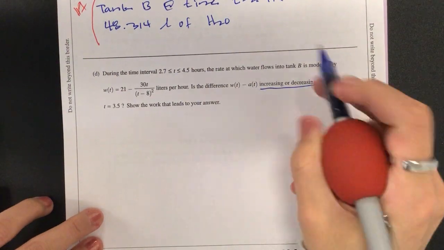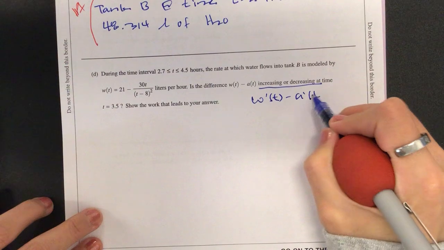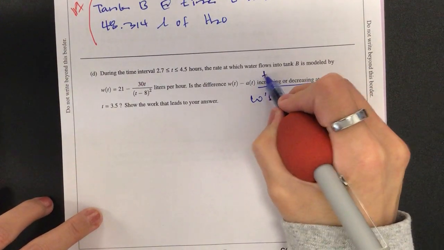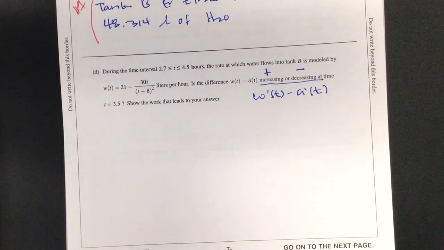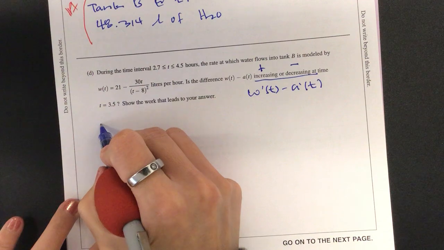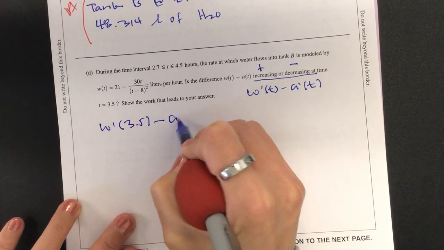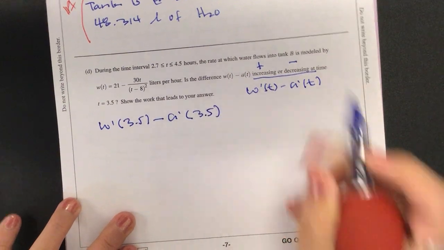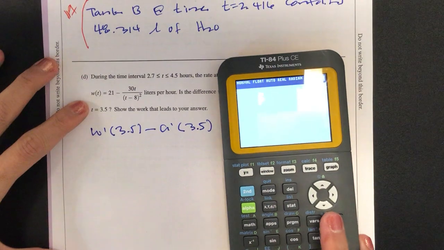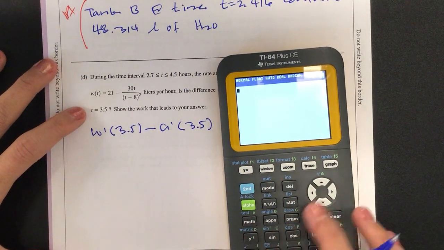So I'm really looking at when W prime of t minus A prime of t, is it positive or negative? So if it is positive, it's increasing. If it is negative, it's decreasing. And again, it's going to be purely on the calculator. So we're going to type in W prime of, they gave us 3.5, minus A prime of 3.5. Let's type that in. The only one requiring us to type is our W. That's our new equation. So let's go to, this one is derivative. So where do I go?